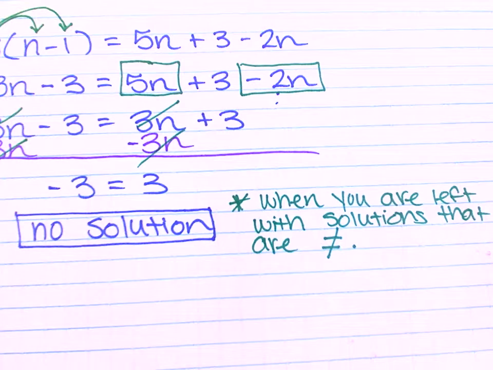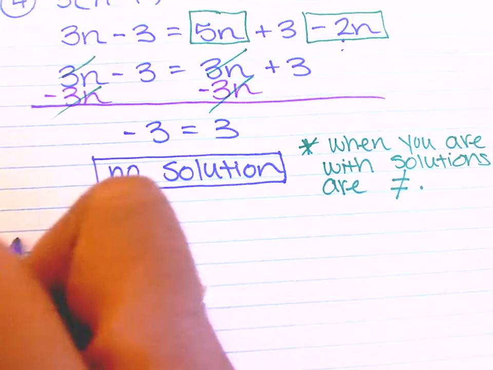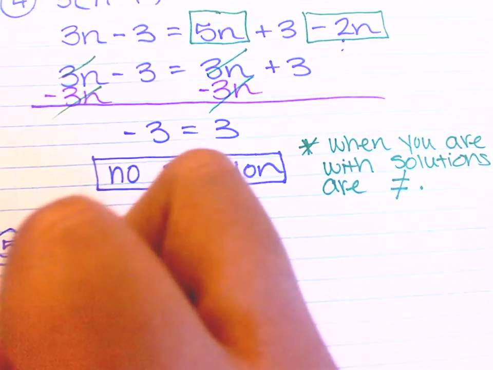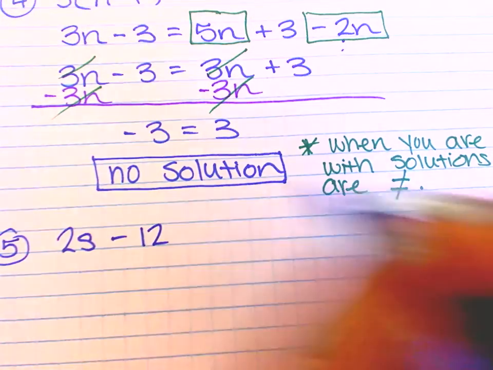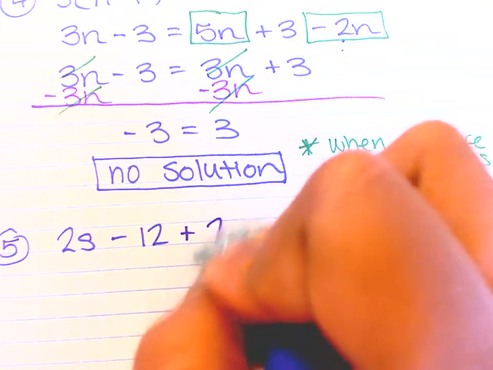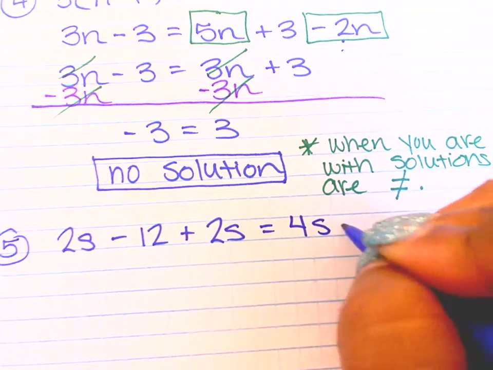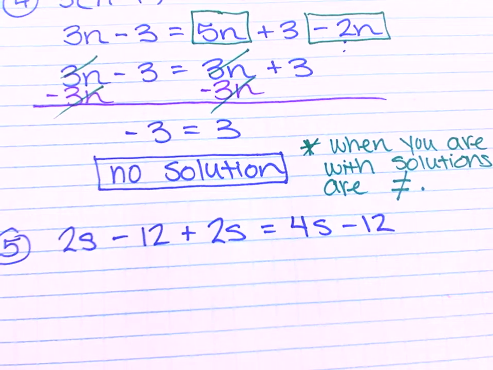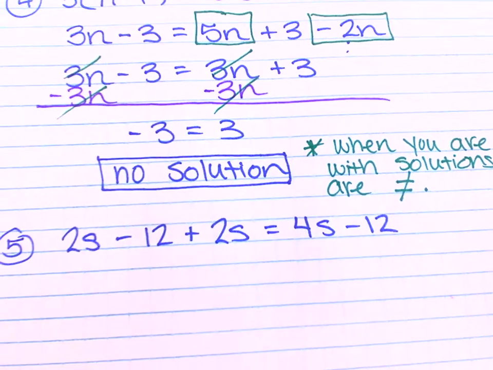Now there is an example that I'm going to give you when you're left with two numbers that are equal to each other. Okay? So number 5. 2s minus 12 plus 2s equals 4s minus 12. So 2s minus 12 plus 2s equals 4s minus 12.